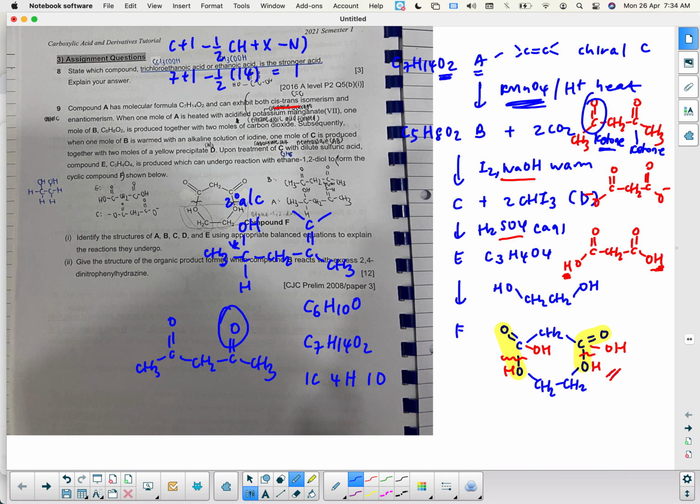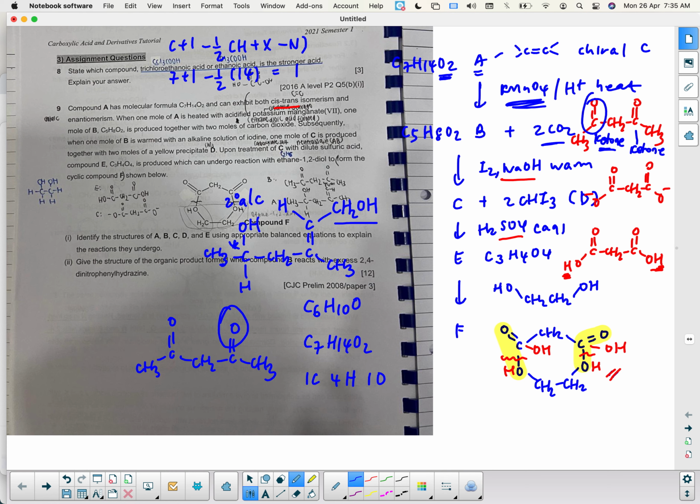So you have to play around. Since they told you it has cis-trans, these 2 groups must be different, and I only have 1 carbon. And when you oxidize it, you must get 2 CO2, that's why you get 2 CO2 over here. So this is a bit tricky. So the answer is actually like that: H, CH2OH. So this is where I think is a bit difficult. So you're supposed to draw this part here.